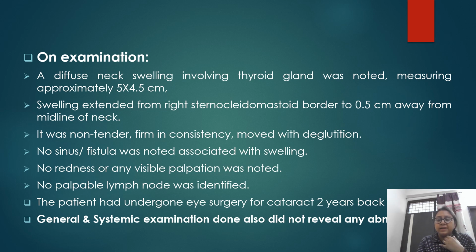So there was no sinus or any fistula; you did not see any fistula opening or tract over the swelling. No redness. This is how you describe a proper swelling. There was no evidence of any redness or any visible pulsation, and no palpable lymph node was identified. Why do we examine lymph nodes? To see whether any malignancy is there. If any lymph nodes are there, we need to examine them all properly.